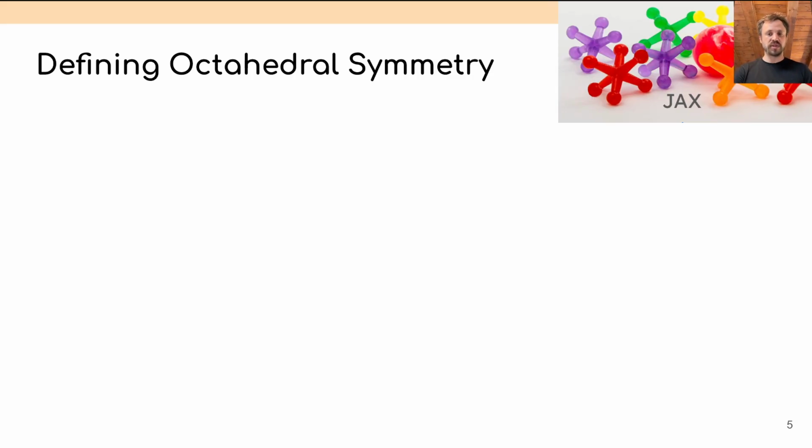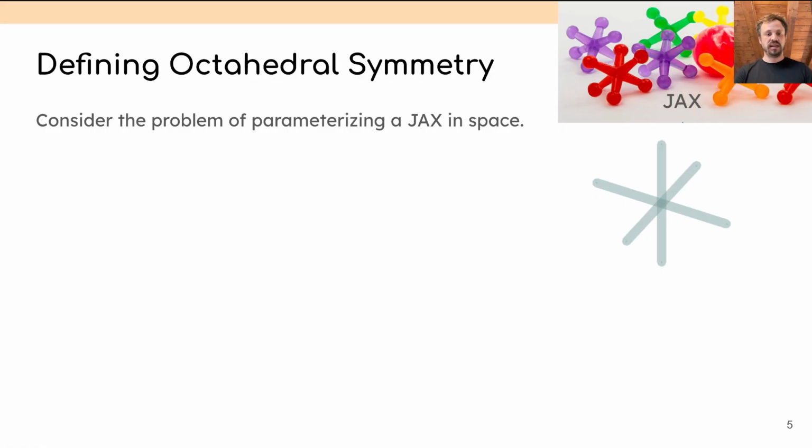And it's the same sort of symmetry which is exhibited by this children's toy called a jack. So now let's consider the problem of parametrizing the position of one of these jacks in space. And I want to begin by thinking about how you parameterize the position of one of these toys by a set of three vectors.